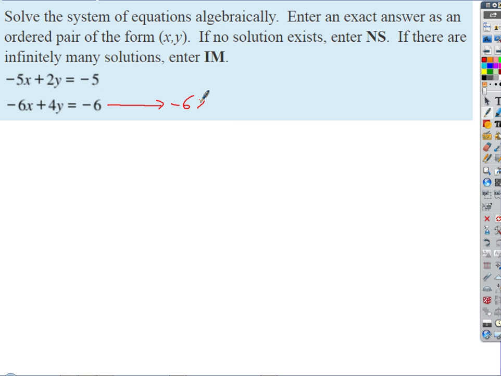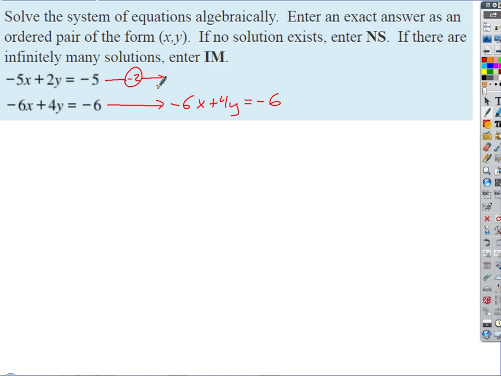It's going to be -6x plus 4y equals -6. In order to get a -4y in the top equation, I'm going to multiply both sides by -2, because -2 times -2y is -4y. So the way I like to show this is in the middle of my arrow, I'm going to put the number -2, which tells me what I'm going to distribute through both sides of the equation.